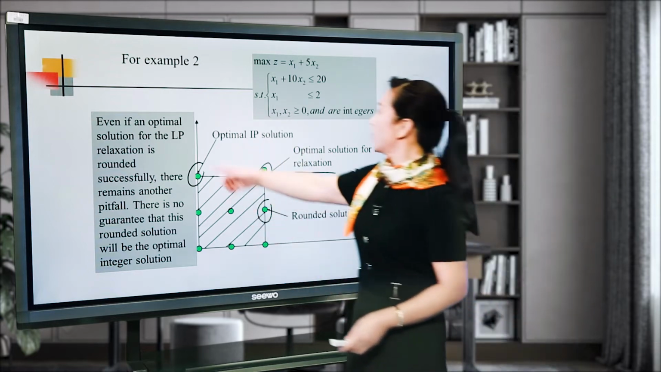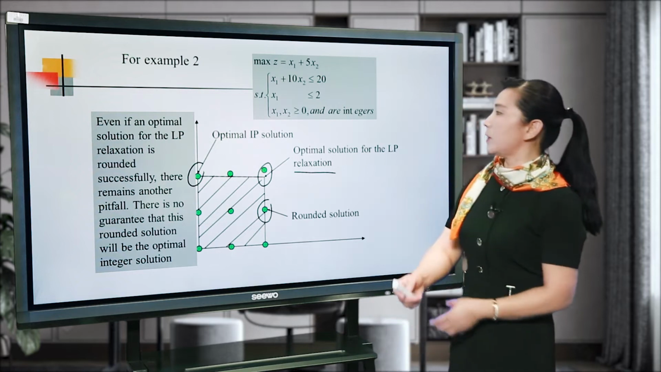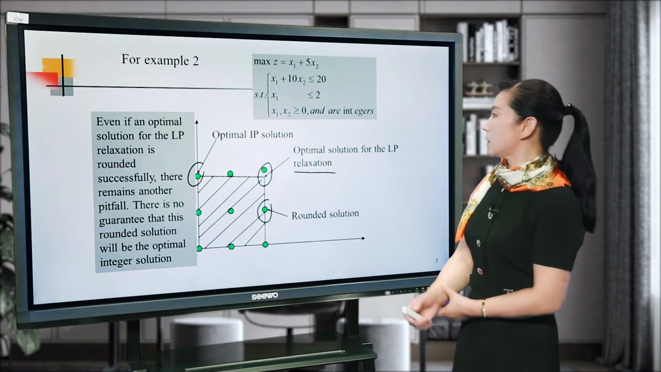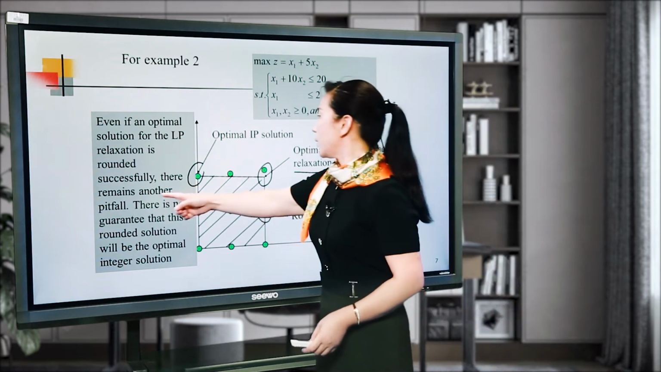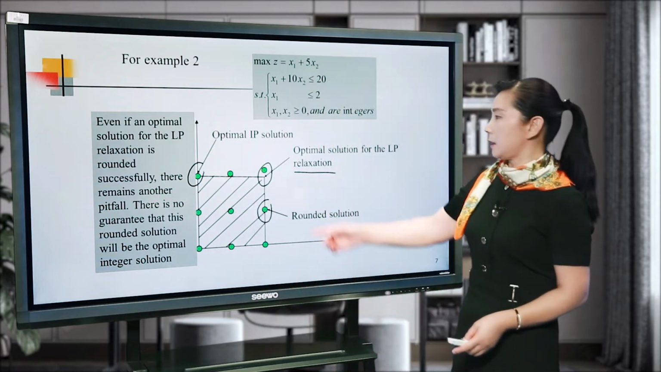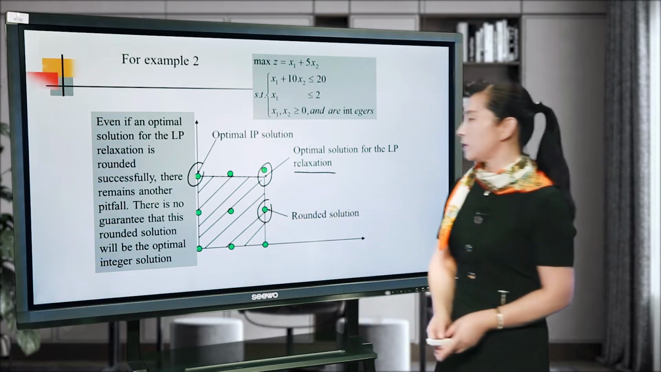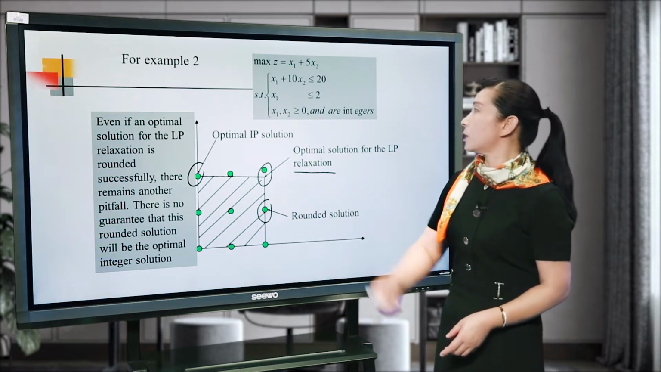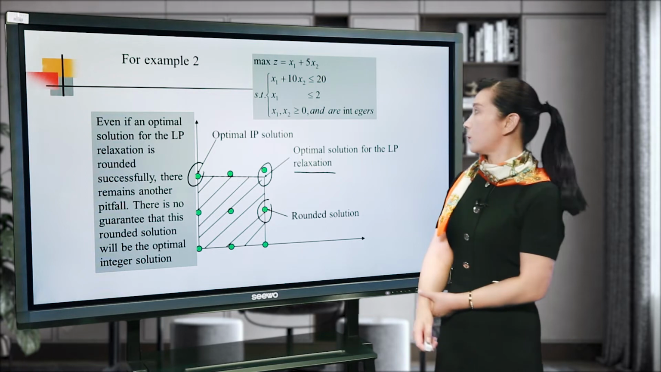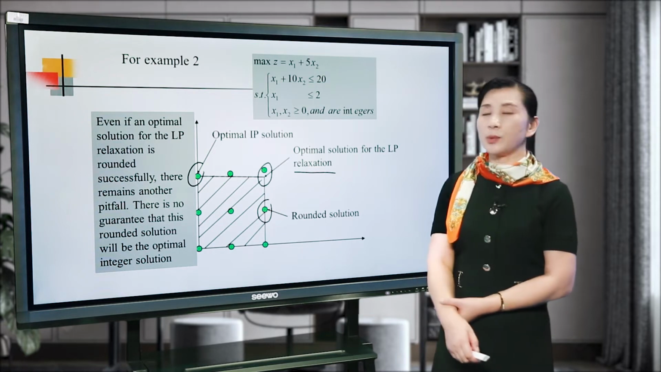So even if the optimum solution for the LP relaxation is rounded successfully, there remains another pitfall. There is no guarantee that this rounded solution will be the optimum integer solution. So generally, the rounded solution is not the IP optimum solution.